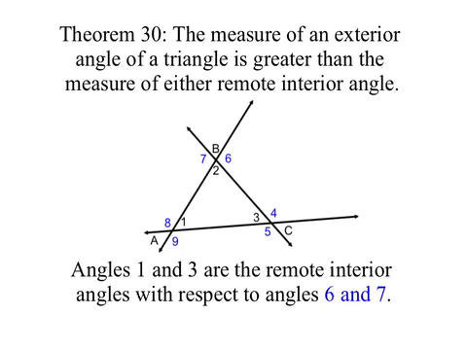Now let's look at the exterior angles 6 and 7. They're adjacent to angle 2 in the triangle. So the remote interior angles relative to angles 6 and 7 are interior angles 1 and 3. And finally, let's look at exterior angles 8 and 9. They're adjacent to angle 1, so the remote interior angles relative to angles 8 and 9 are interior angles 2 and 3.